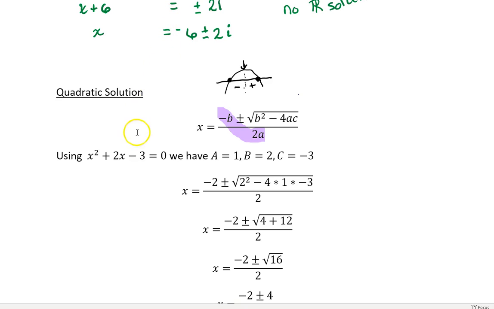Alright, so here I've got a particular equation they want us to work with. So I have x squared plus 2x minus 3 equals 0. So our a is 1, our b is 2, and our c is negative 3. And it's important that we keep track of the fact that that's a negative 3. Otherwise, we're going to wind up with things being the wrong sign, and it's just going to be bad.